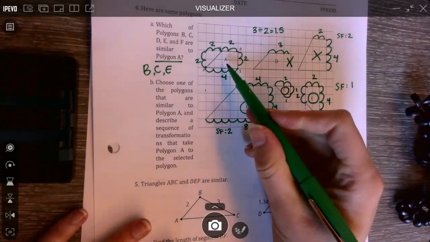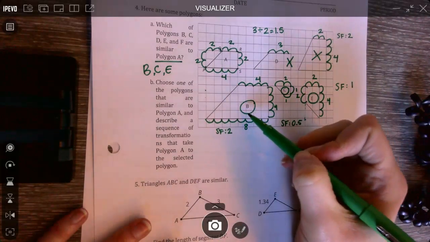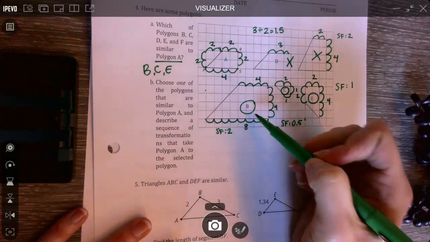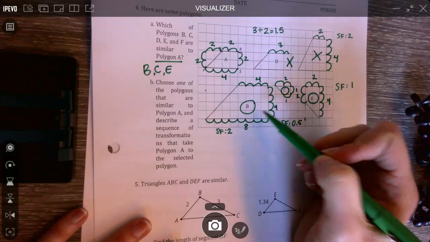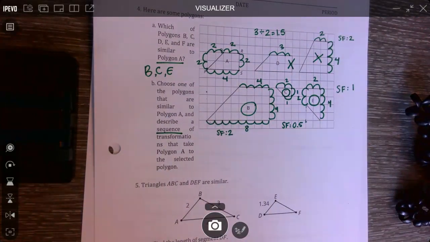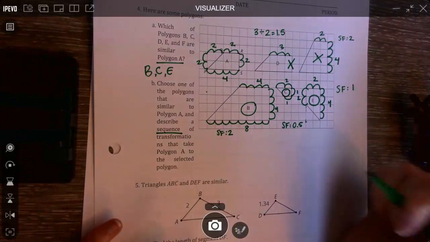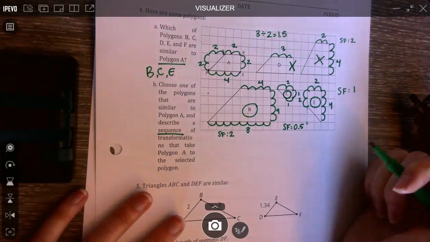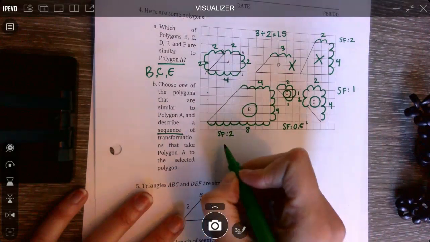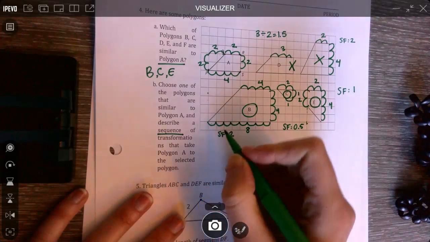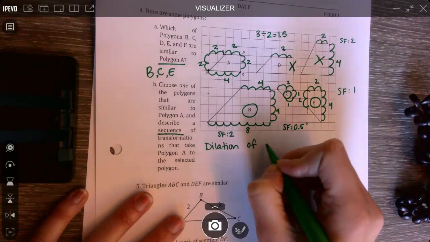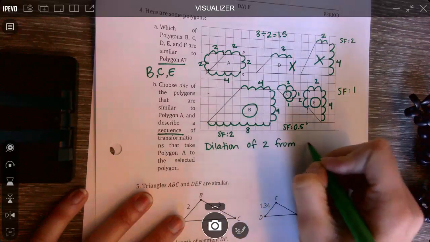So I can see that I went from A to B, I got bigger. That means there's a dilation. Then I can also see that I actually moved my shape down and to the right a little bit. So that means there's a translation. Remember, it's a sequence, you guys. You have to have more than one transformation happening. So first thing I'm going to do is dilate mine, okay? Because I see that they line up. So I'm just going to dilate from P. I know my scale factor was 2, so that means my dilation is 2. So I'm going to say dilation of 2 from center.